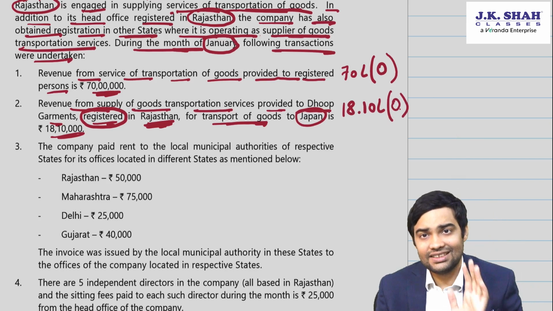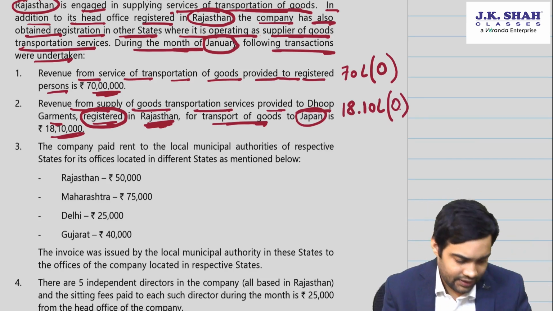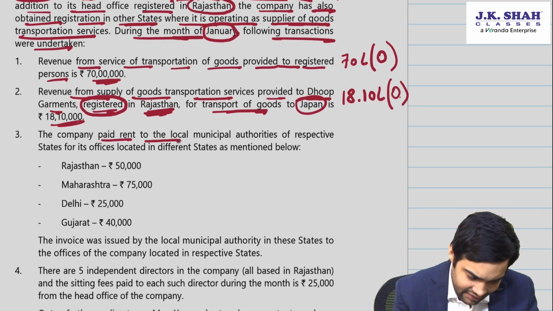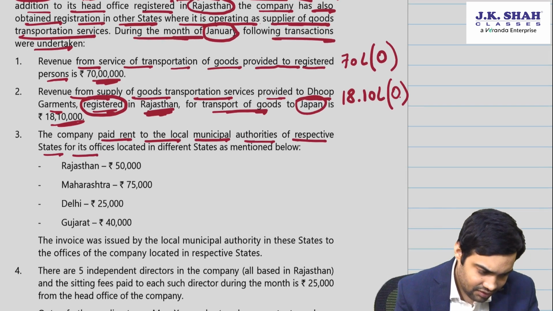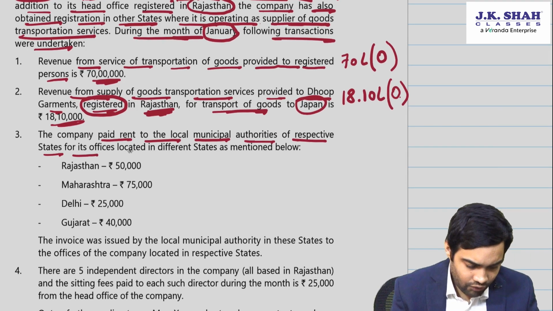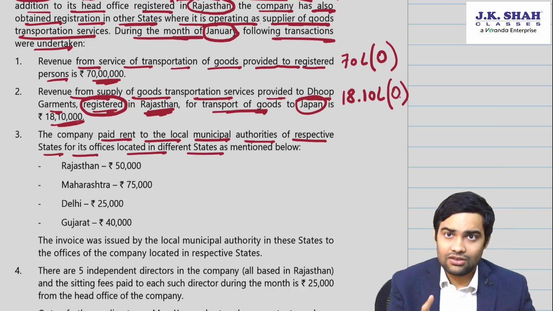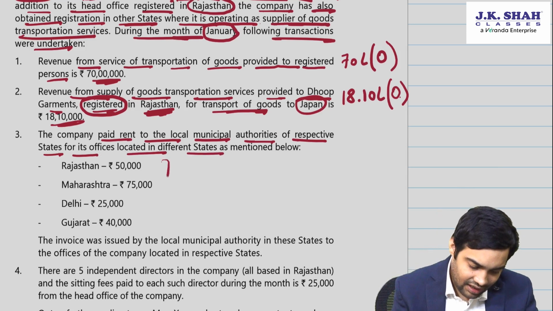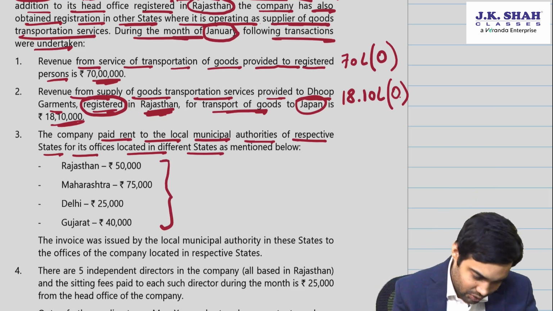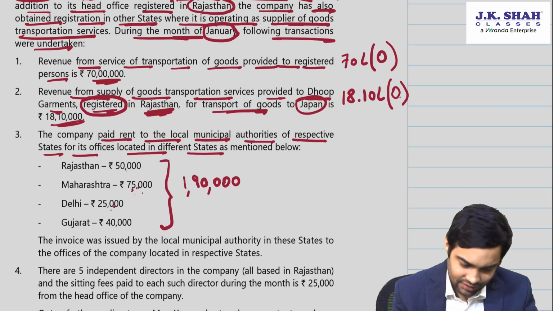Do we need C plus S or I? The answer is no. The company paid rent to local municipal authorities of respective states for its office located in different states. Now we are paying rent to local authorities. We are registered. That means we will have to pay tax under RCM for all this. Plus we will get input. Yes, we will get input. Let's do the total. 75, 25. Total is 1,90,000. So 1,90,000.